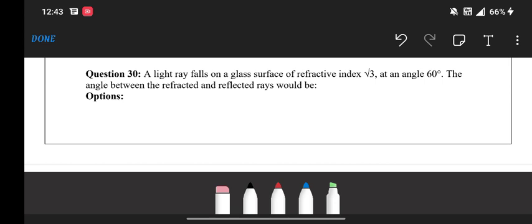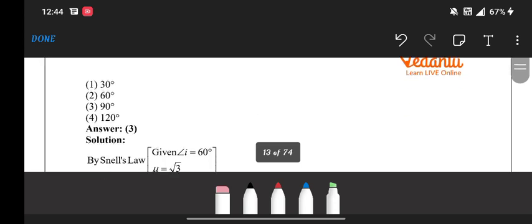So moving on to our next question, question number 30. Here they have asked: a light ray falls on a glass surface of refractive index root 3 at the angle 60 degree. What will be the angle between the refracted and reflected rays? Will it be 30 degree, 60 degree, 90 degree, or 120 degree?